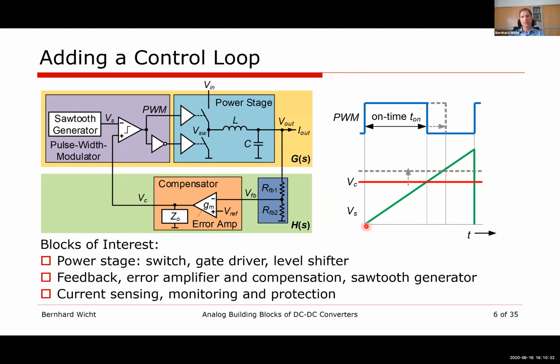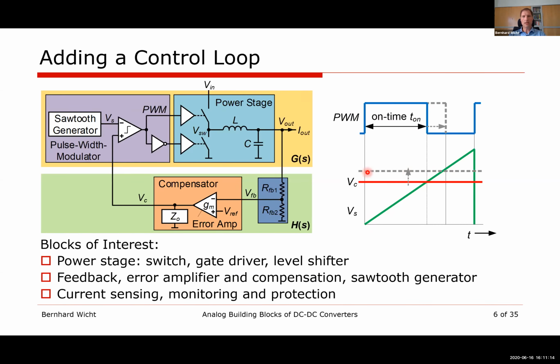At the same time, our sawtooth generator, as part of the pulse width modulation here, starts to generate a ramp. And as soon as this ramp crosses the error amplifier output voltage, we turn off the high side switch and turn on the lower switch, so that we build a freewheeling loop here consisting of the LC and that switch. And by doing so, we can control the amount of energy that goes into the system. And by adjusting the duration here, we can implement a stable control for the output voltage.